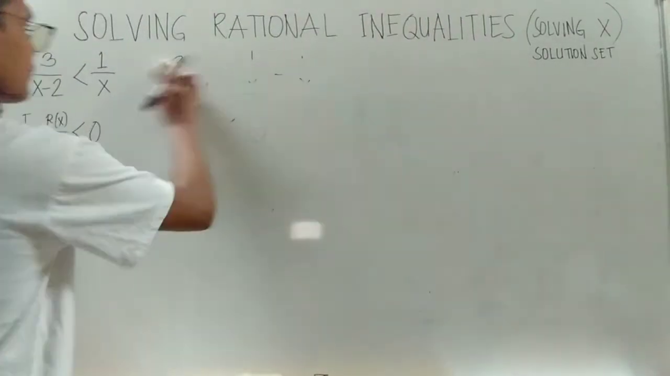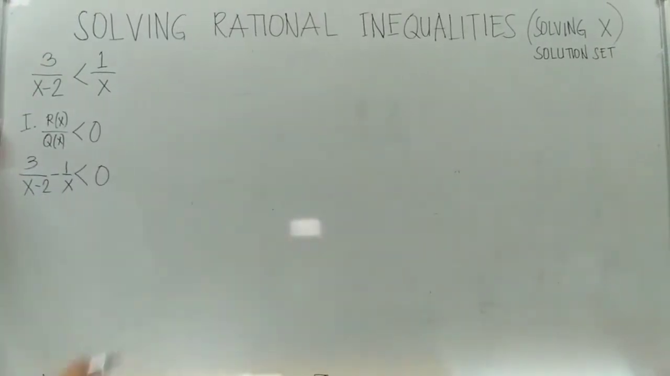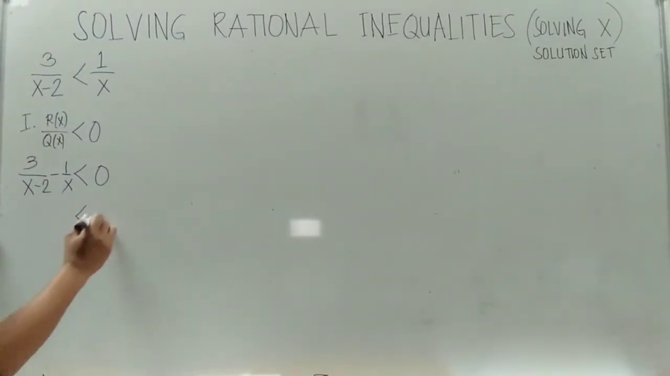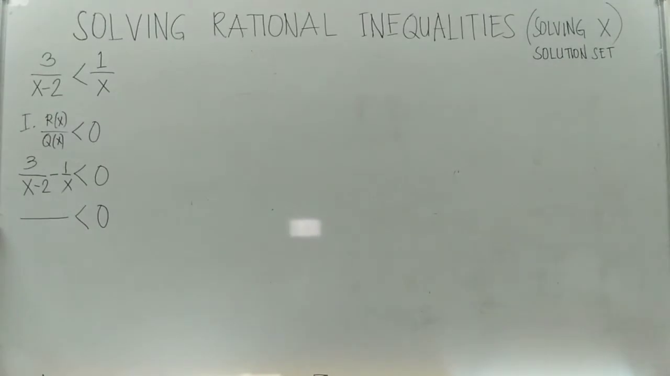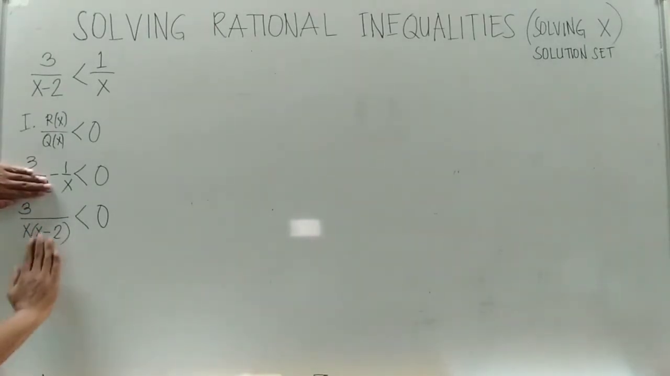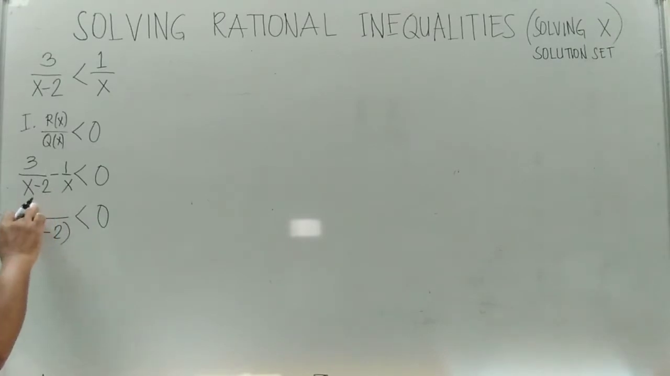Then simplifying this one, just follow your sign or symbol. 0 on the other side. Simplify it. We'll put it on one denominator. So the denominators are x and x minus 2. Okay? Then we have 3 on your numerator, over x minus 2 and x minus 2. Okay? So the remaining, your LCD on this part is x. That will be multiplied to 3.